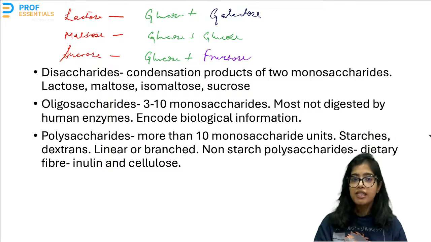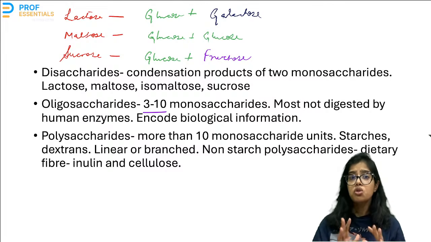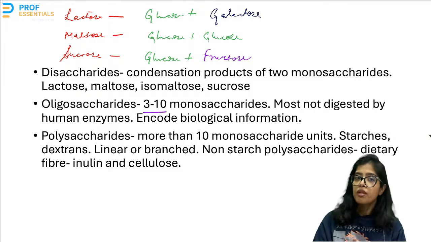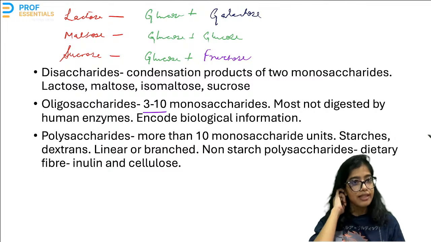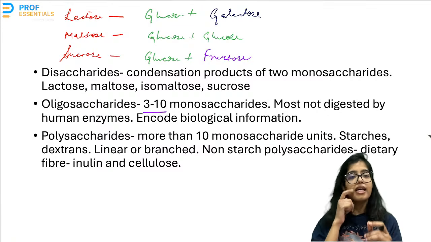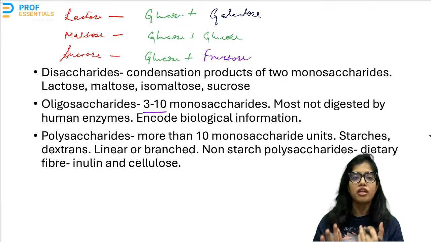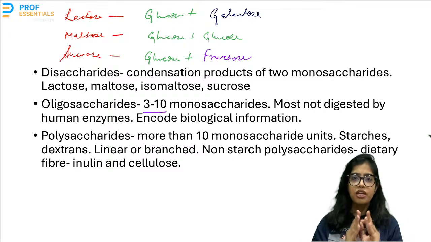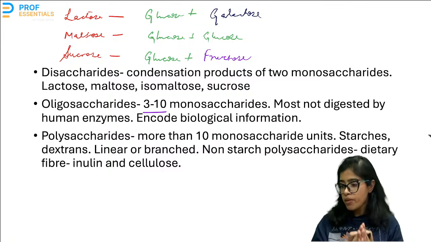Now disaccharides contain two monosaccharide units. Oligosaccharides contain 3 to 10 monosaccharide units that are condensed together. Most oligosaccharides are not digested by human enzymes, and they encode important biological information. So you'll read about a few important oligosaccharides later on. They are short chain saccharides that perform different functions other than the nutritional function, because most of them are not digested by human enzymes.